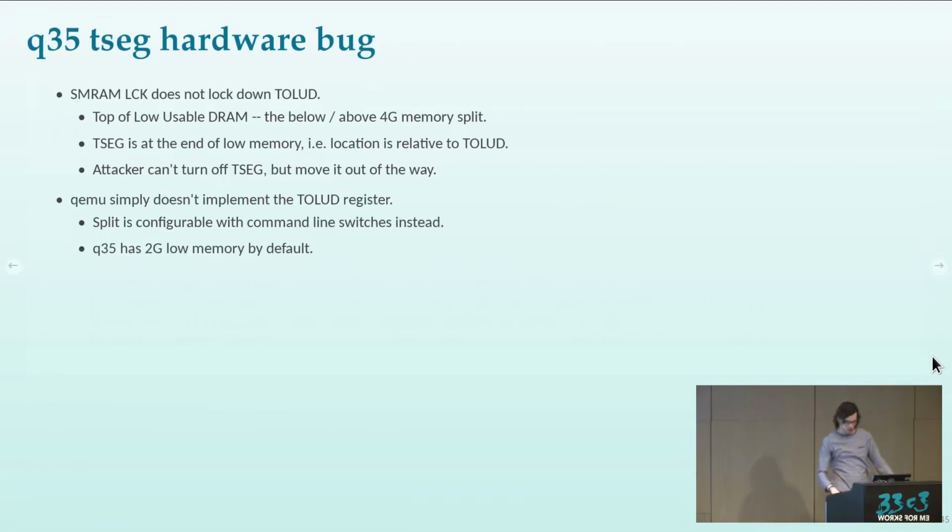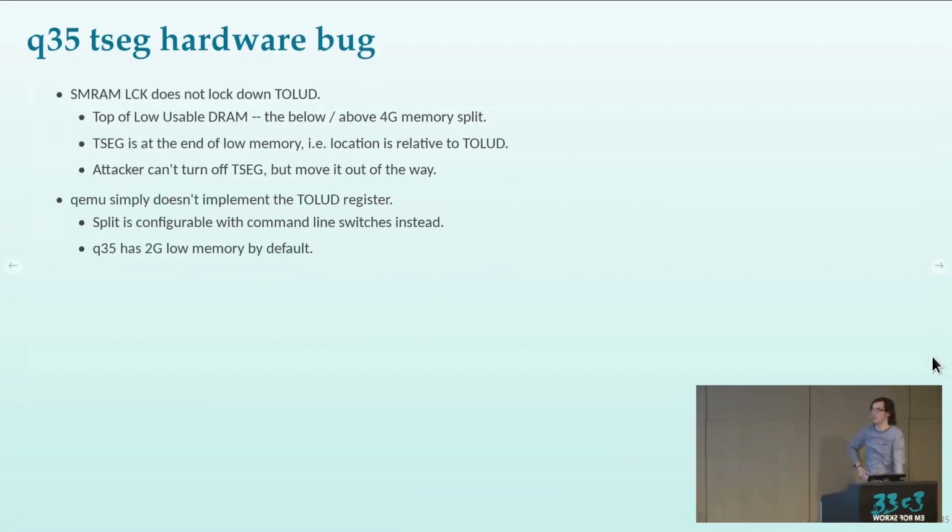So the original Q35 chipset and physical hardware had a bug. There's a register which basically configures the memory split, how much memory is mapped below 4 gigabytes, how much memory is mapped above 4 gigabytes. And if you set the lock bit to lock down the configuration, the TSEG size and enable bit are locked down, but not this configuration register. So you can use this configuration register to just move away this protection and access the memory nevertheless.